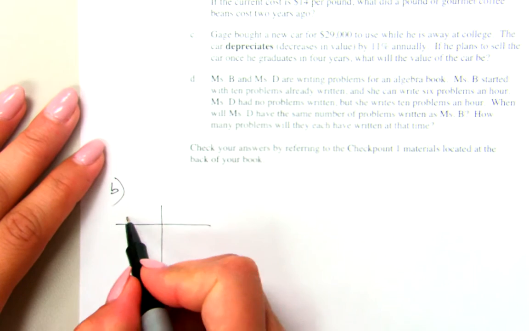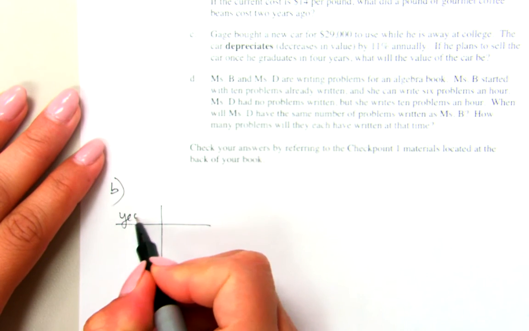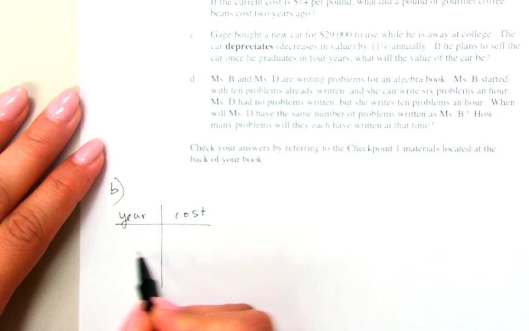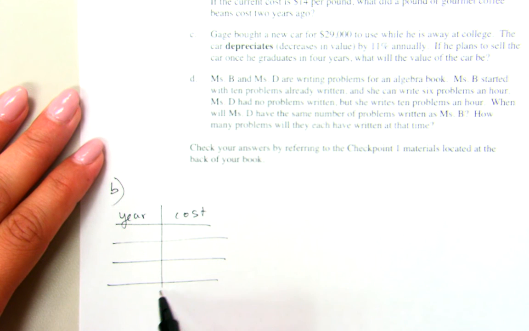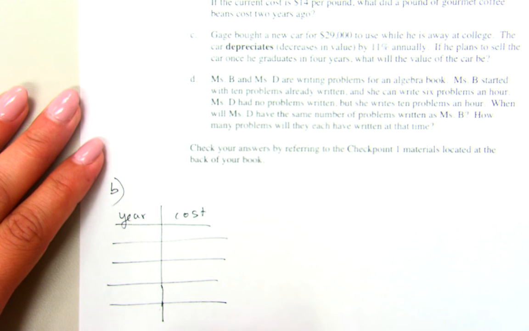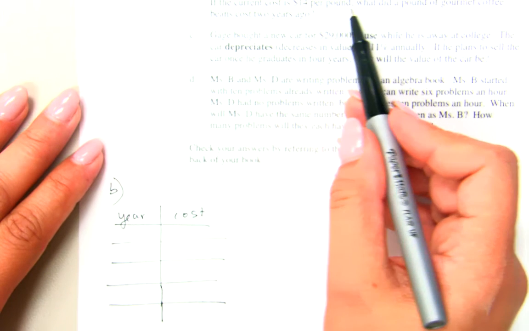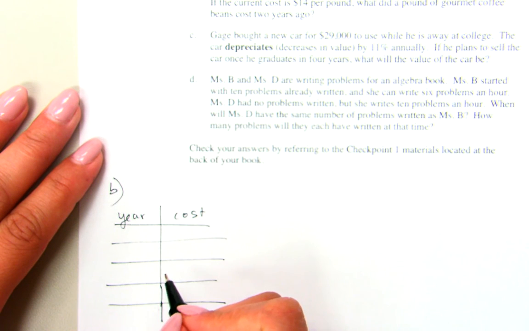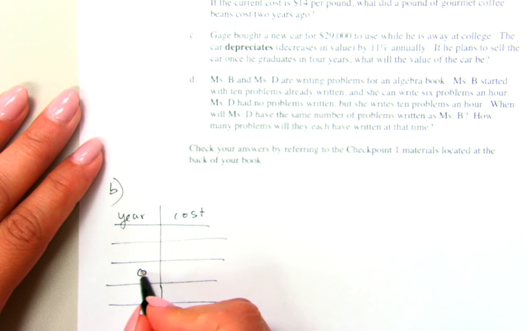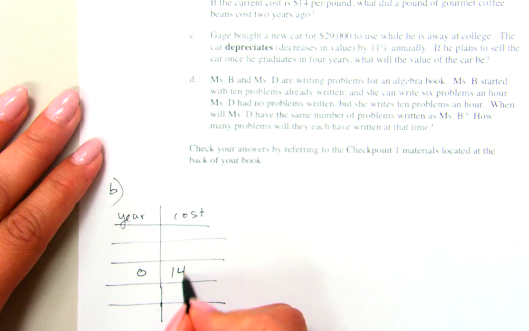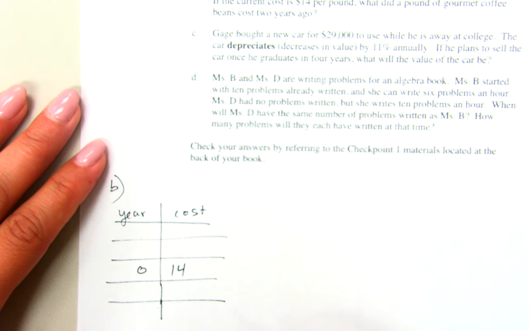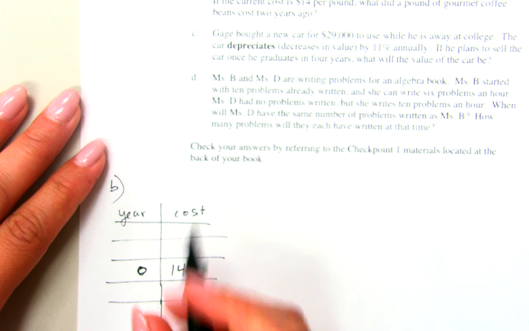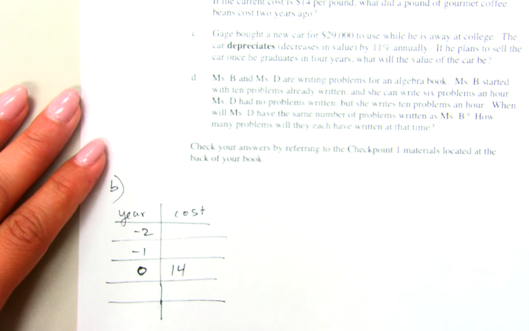Let's see, we're going to make a table for year and cost. So the question is, 2 years ago, what did the pound of gourmet coffee cost? Let's say right now it costs $14. Right now is year 0, that's usually your year 0. 2 years ago would be -2.